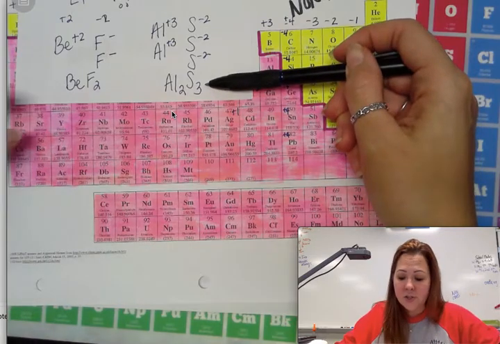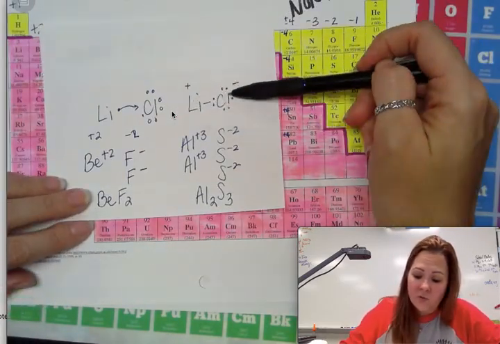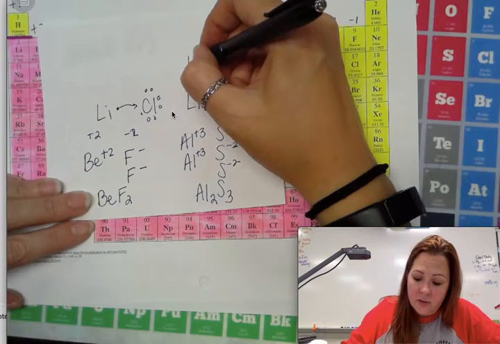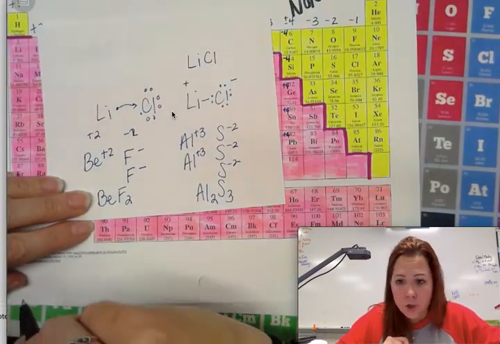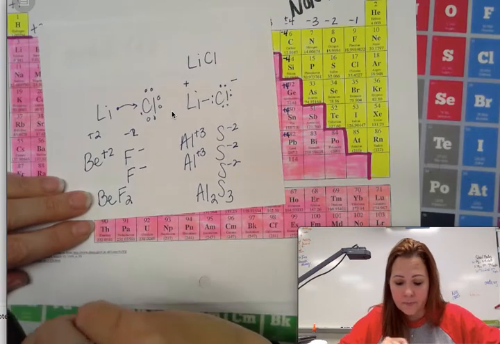Now this one I just needed 1 and 1. So when I go to write this formula, it just took 1 lithium and it took 1 chlorine. Again, there's no negative charges, there's no positive charges.